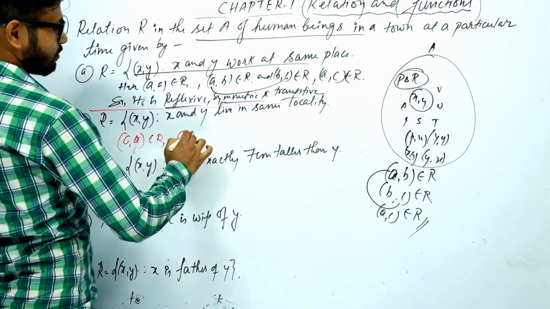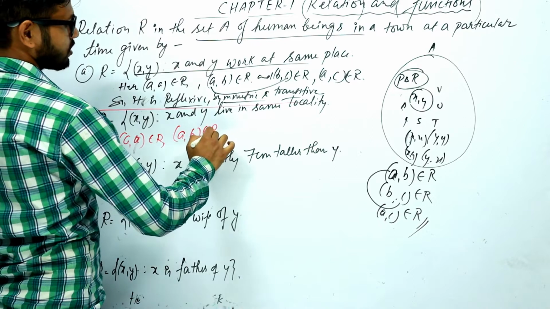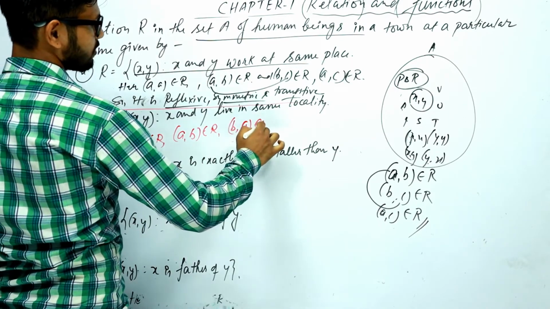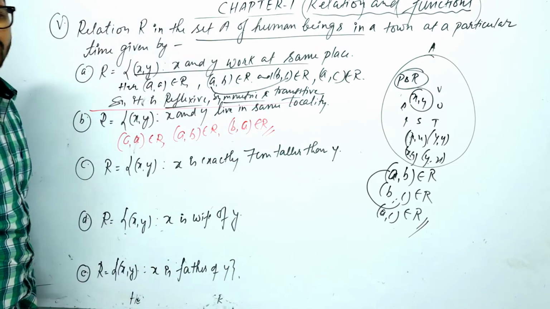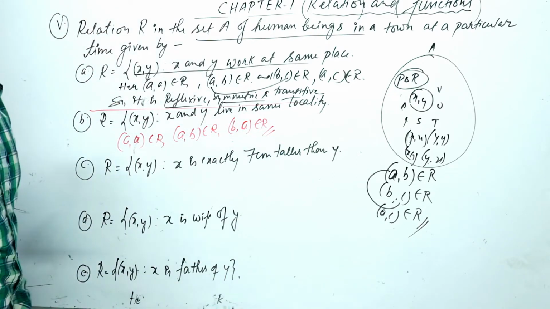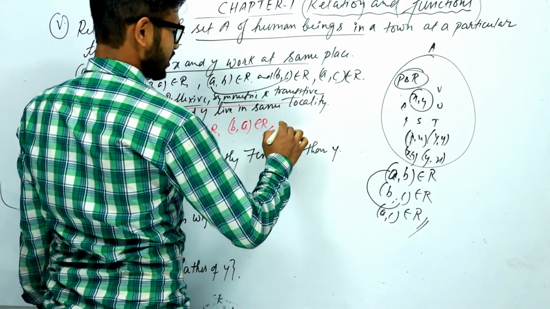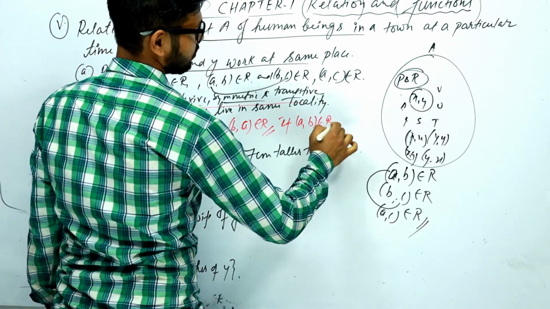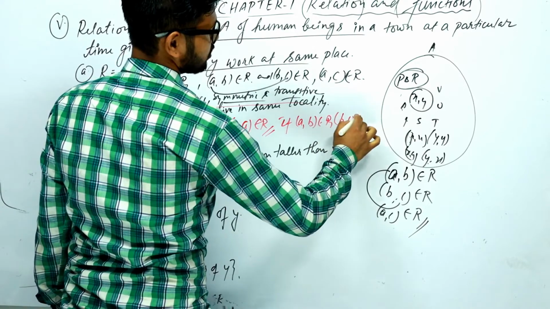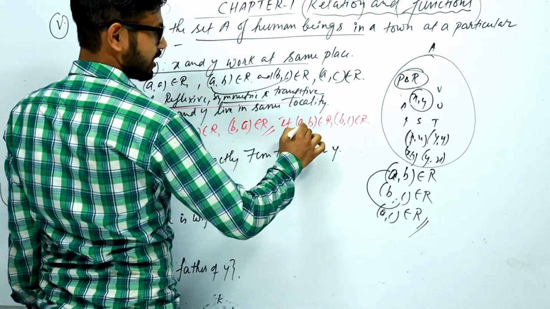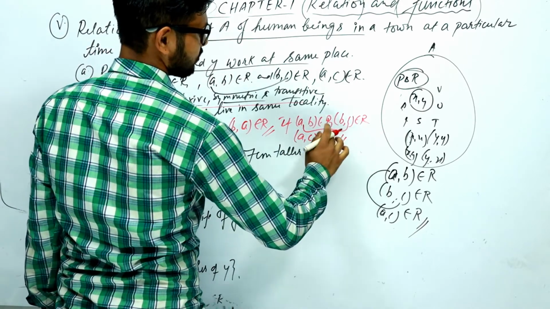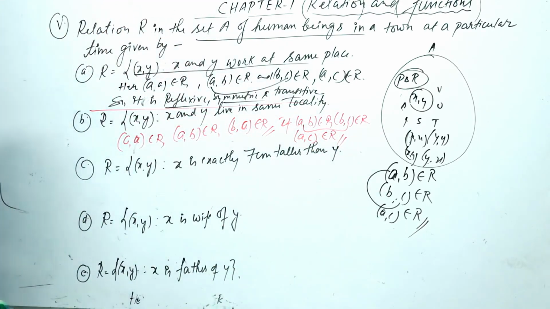Can I say if A comma B belong to the same town, then B comma A also belong to the same town? That means it is also the case of a symmetric. Now let us see the third part, that is if A comma B belong to the same town and B comma C belong to the same town, can I say that A comma C also belong to the same town? Obviously, A comma C also belong to the same town. Not a big deal. Clear?